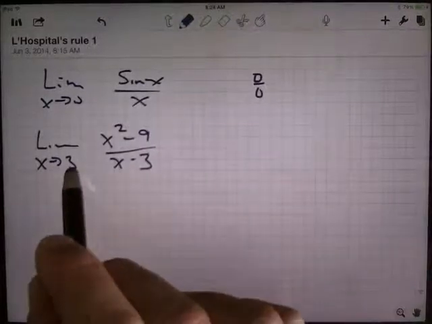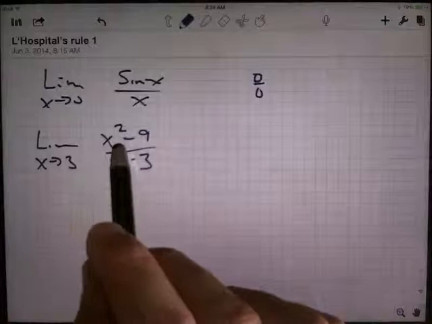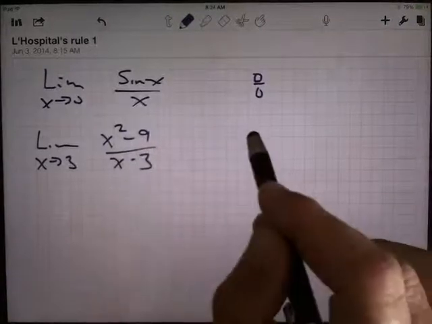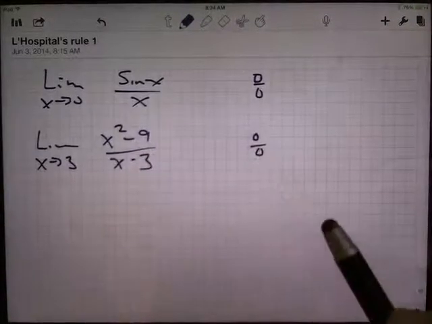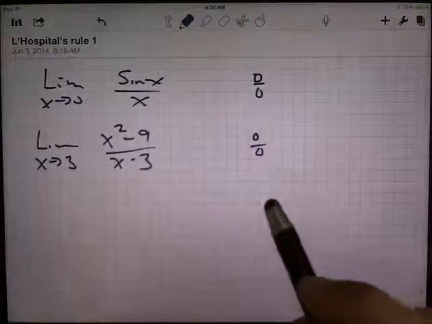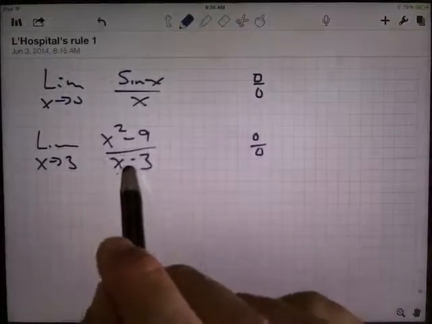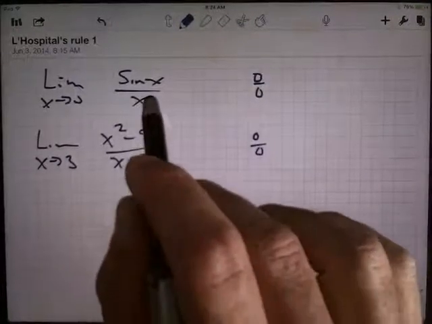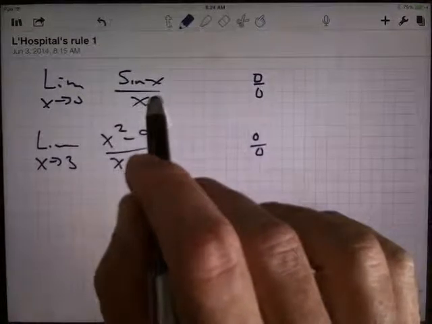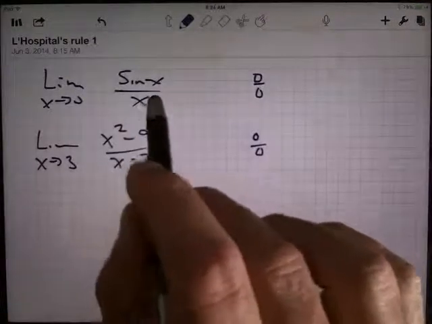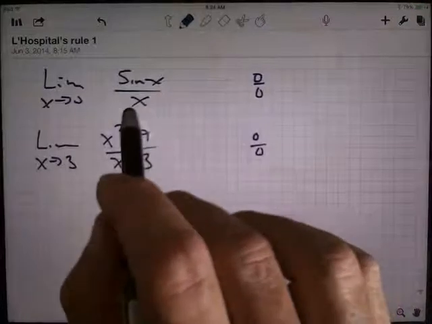Same thing here. You plug a 3 in, x squared minus 9 over x minus 3. Again, that looks like a 0 divided by 0. And here we had a pretty straightforward thing to do of factoring and canceling. Up here, we had to make a different kind of argument as to how to calculate this limit.